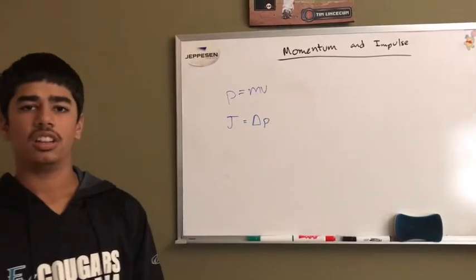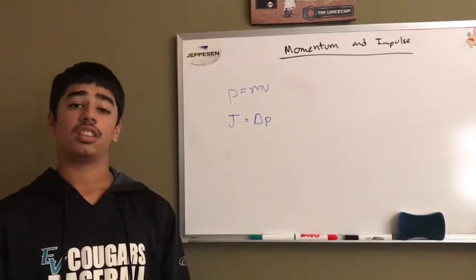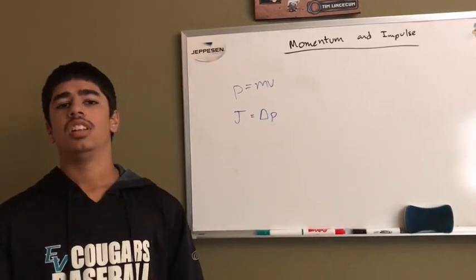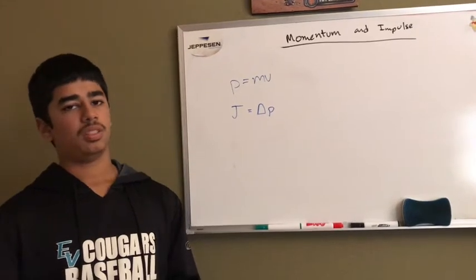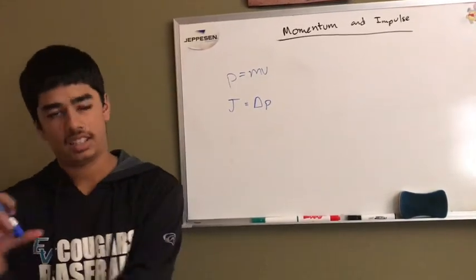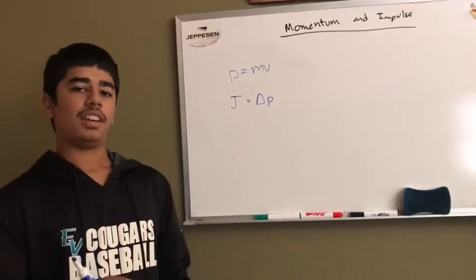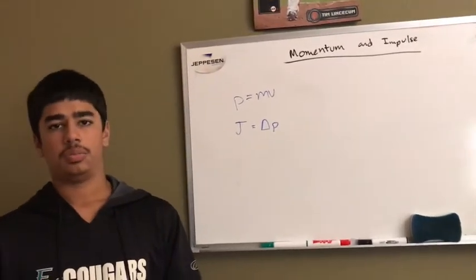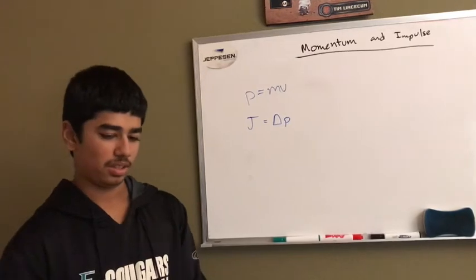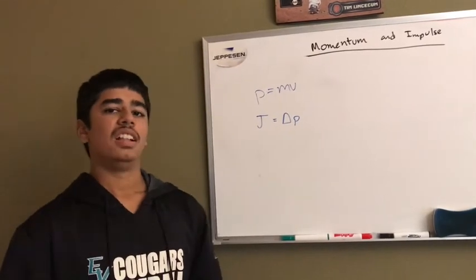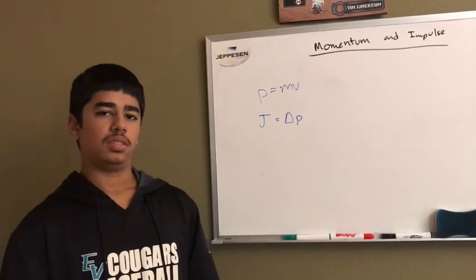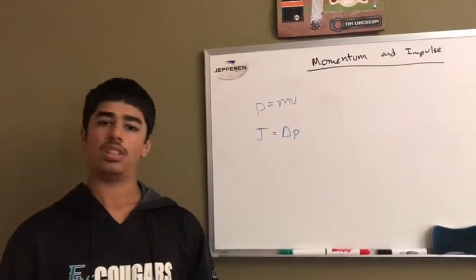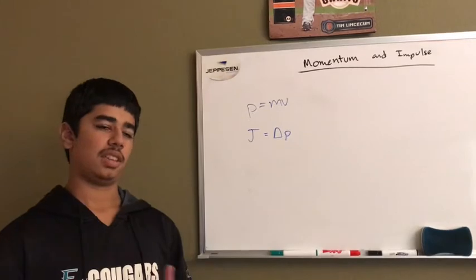Impulse can also be thought of as a constant force exerted on an object for a certain period of time. Like if you had a baseball and you threw it and there was a guy swinging his bat, the time that the bat is hitting the ball would be the time the force is exerted, and the force would be the force the bat exerts on the ball. The impulse would change its momentum, and therefore it would go in a different direction with a different velocity.